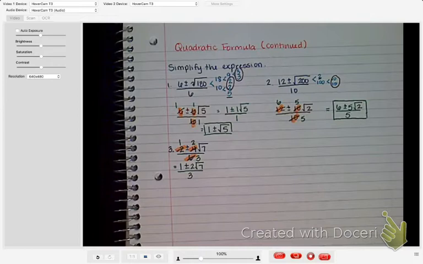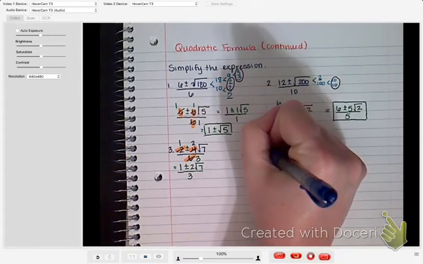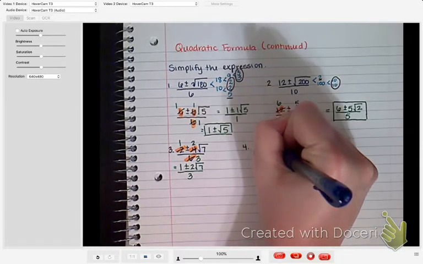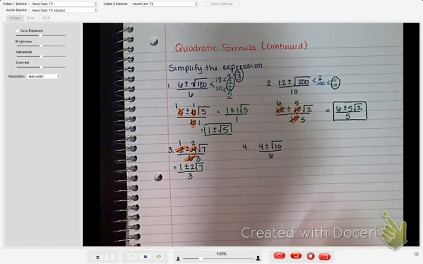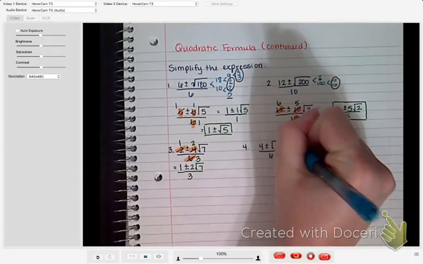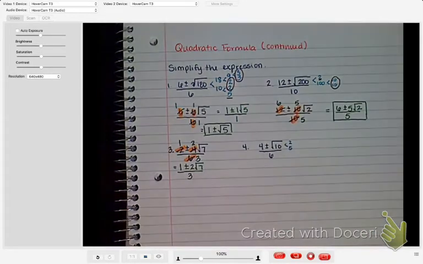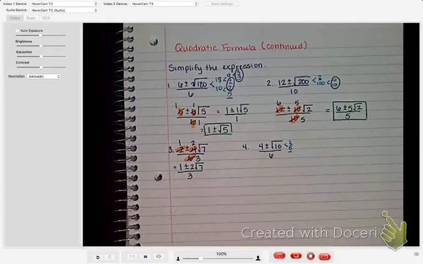Okay. All right, last one before we do some quadratic formula. Let's look at 4 plus or minus the square root of 10 all over 6. First of all, let's look at 10. Can I break down 10? 10 breaks down to 2 and 5. There are no pairs, which means everything goes back inside. So I'm left with kind of what I started with, right?